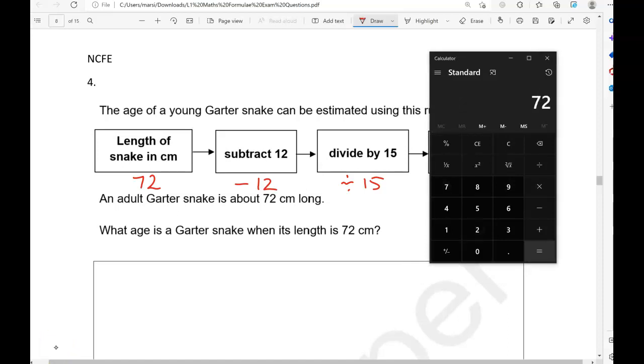So 72, take away 12, gives us 60. Divide that by 15, gives us 4.